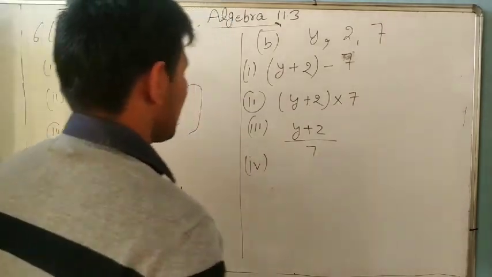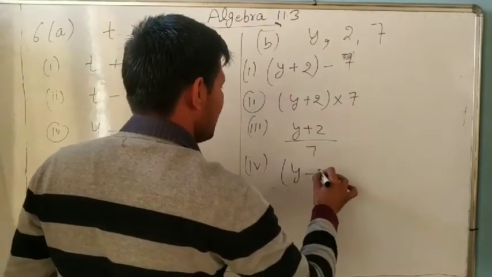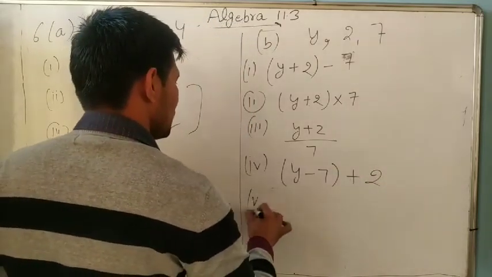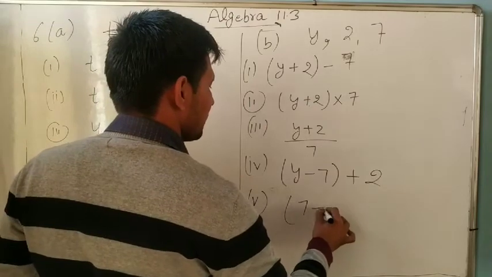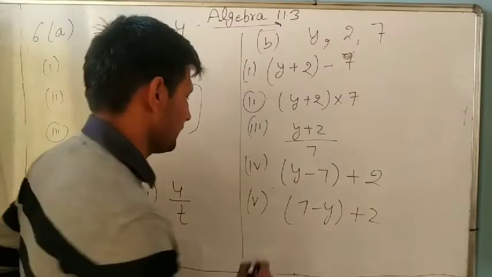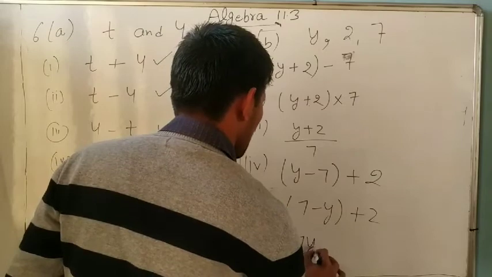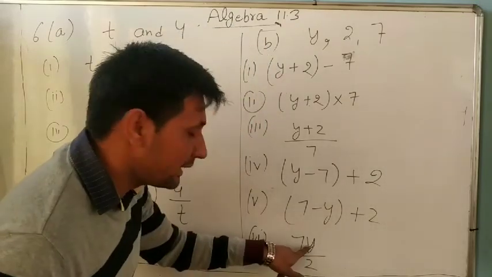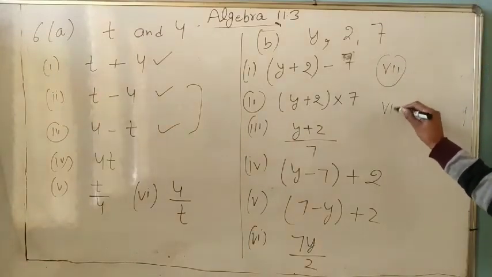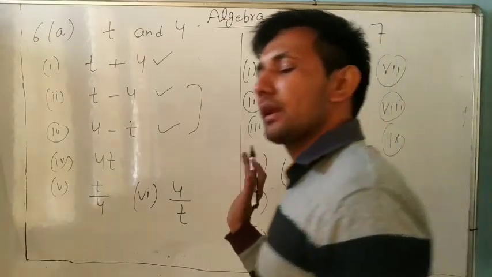Write an expression. You can write now y minus 2 plus, y minus 7 plus 2. Same as it is, 7 minus y plus 2. Yes, negative and addition. Both are different, okay. Sixth is 7 multiplied by y divided by 2. One is multiplication, one is division. So like this one we can write many more, okay. Whatever you can write, you will write more and more, okay.